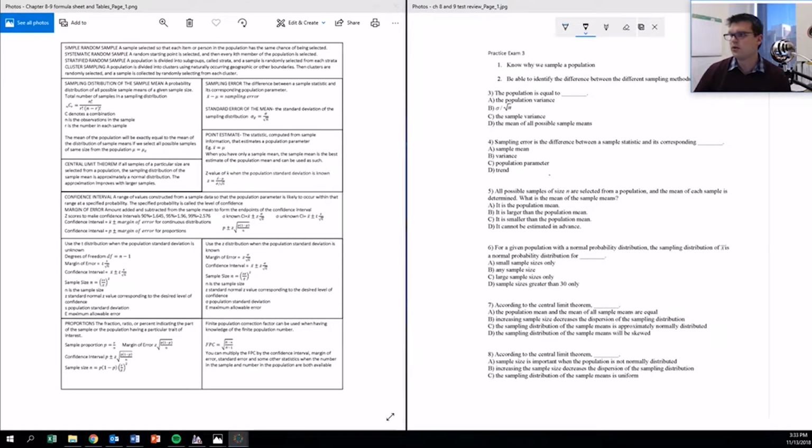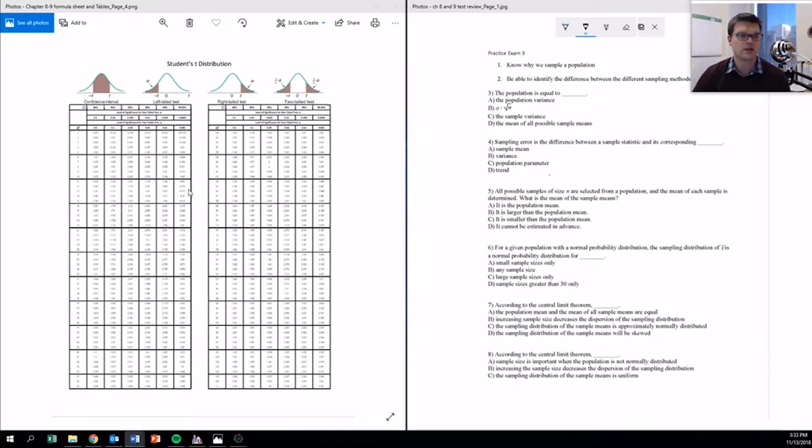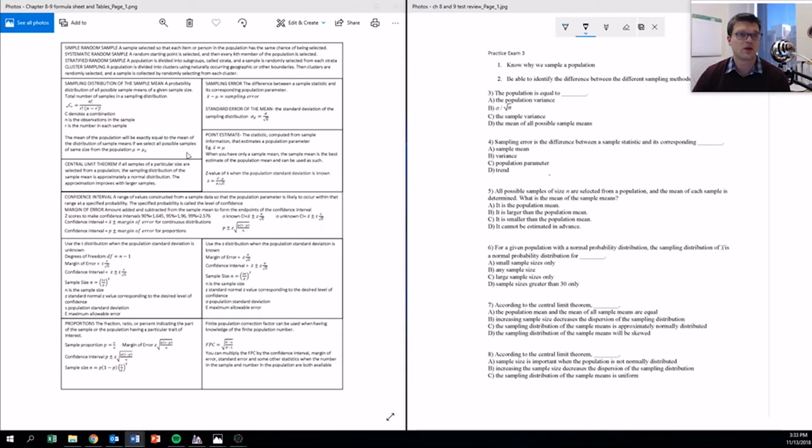Okay, we're going to go through how to do pretty much all of the questions on the Chapter 8 and Chapter 9 review for the practice exam. I have put together the Chapter 8 and 9 formula sheet with the tables. And so you can see I've uploaded that to Canvas. So you can download that, print it out, do whatever you want with that.